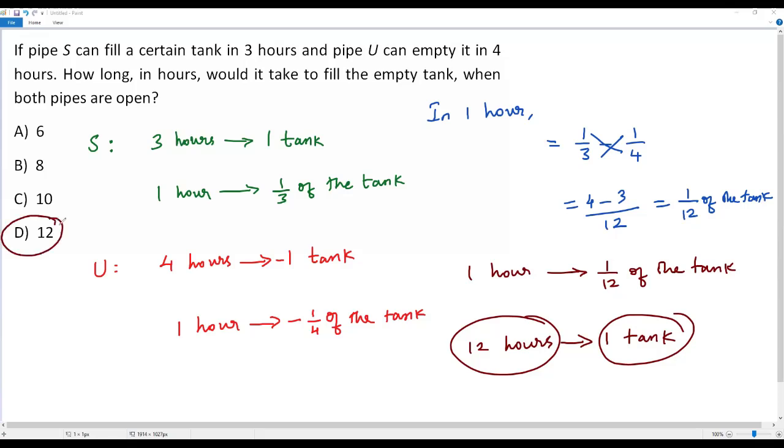We find 12 in answer choice D. The correct answer choice for this question is D.